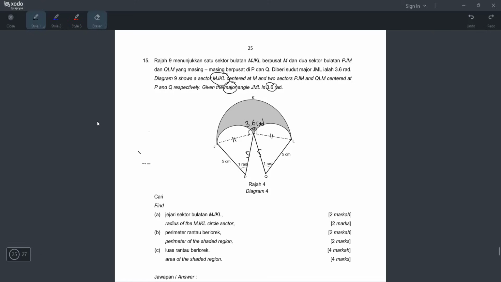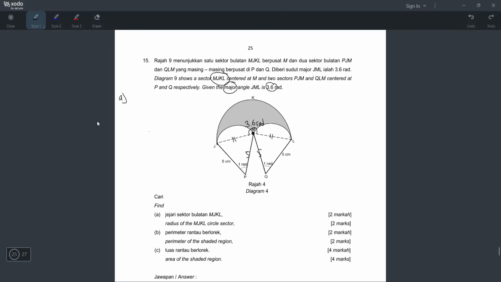Okay, after I label all the information, now I can focus on what they want. So question A, find the radius of MJKL circle sector. Which one is MJKL? This one, the big one. So how do we find the radius? It means I have to find the length from M to J or M to L or M to K, because these are all radius for this sector. So how do we find it? Let's think about this. What formula should I use?